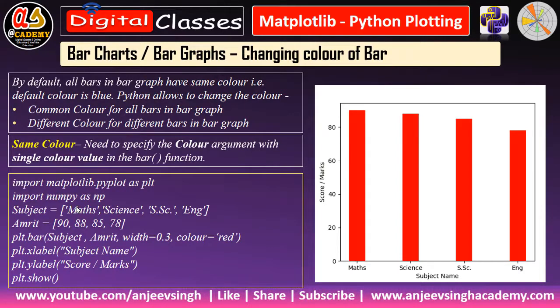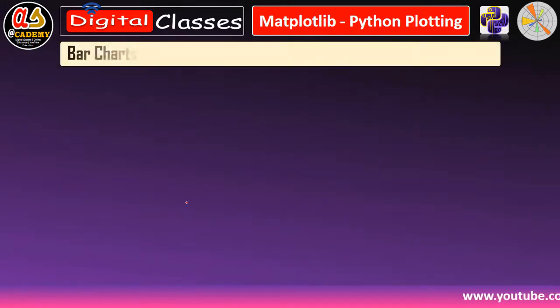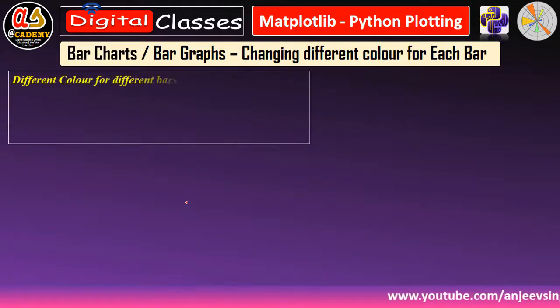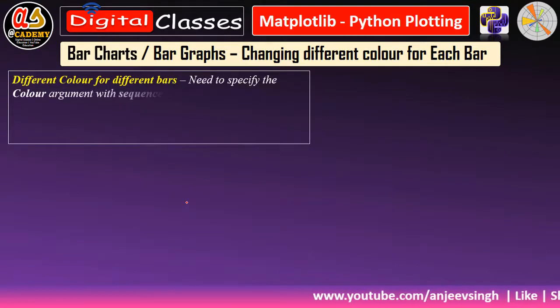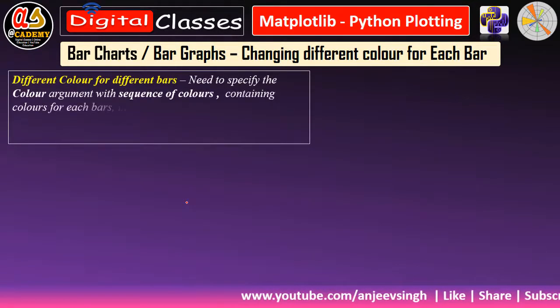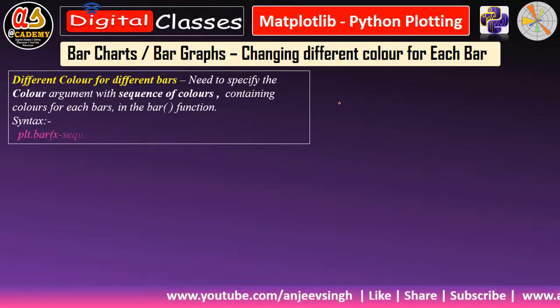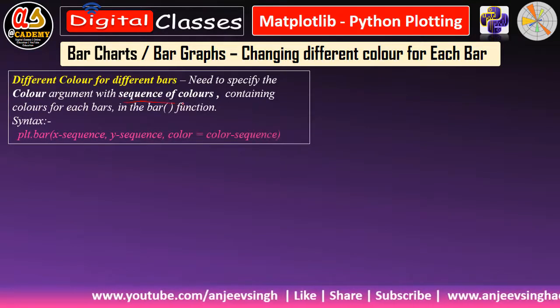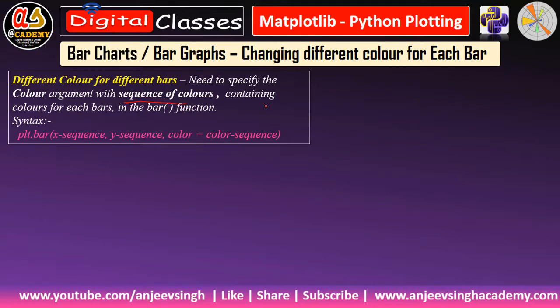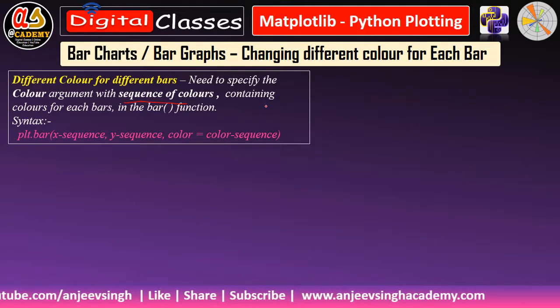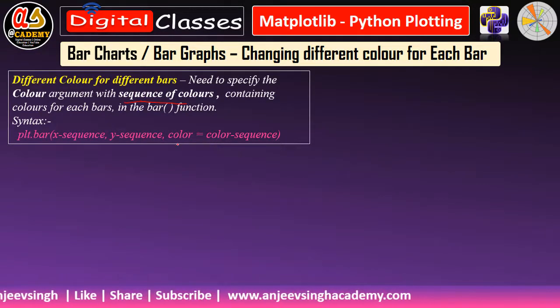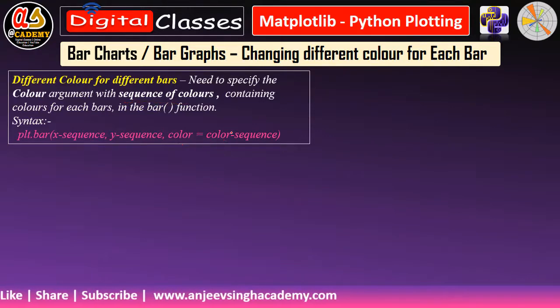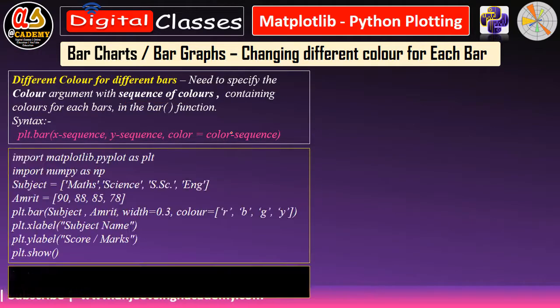This is for the same color. But at the same time, if someone else tells you, no, I want different colors for different bars, how is it possible? This is possible with the help of a sequence of color values. You need to pass the sequence of color values to the color argument. In that case, you will get different colors for different bars.